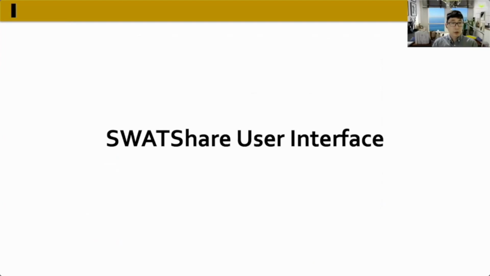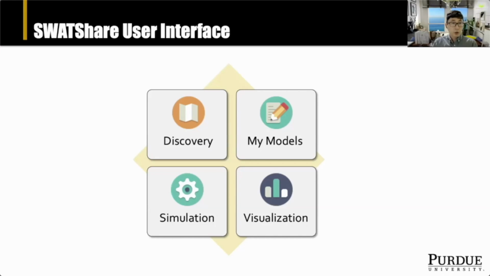Now we are going to talk about the SWOT-Share user interface. SWOT-Share's user interface consists of 4 tabs: Discover, My Models, Simulations, and Visualization. We're going to see the demo for each tab in detail. First, let's talk about the Discovery tab.